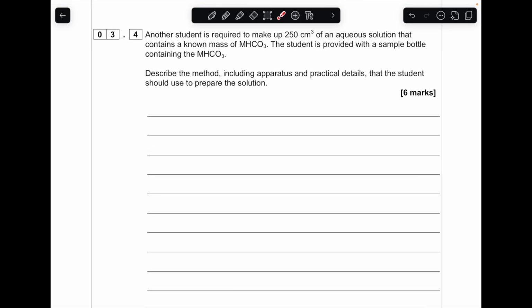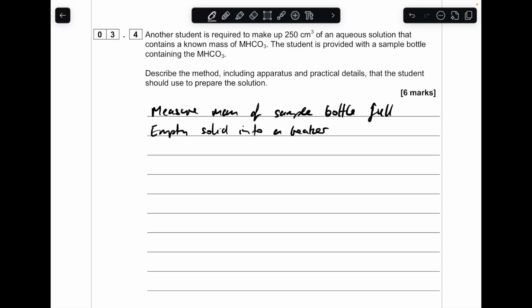And finally, we've got to describe the method to make a standard solution effectively. So the first thing we need to do is measure the mass of the sample bottle full. Next thing we'll do is empty that into a beaker. And then we need to measure the mass of the sample bottle empty, and then the difference is the mass of solid that we have used, so therefore we just need to calculate that and record it.